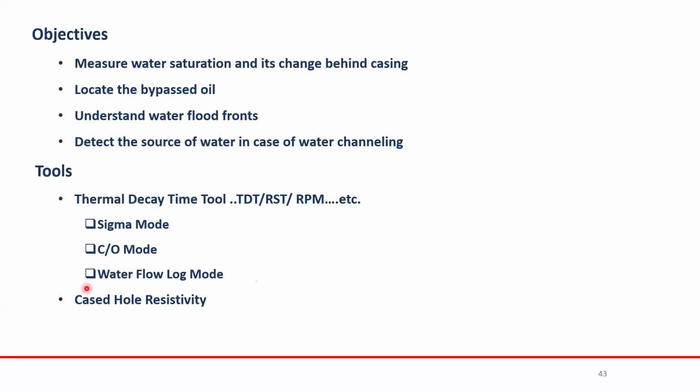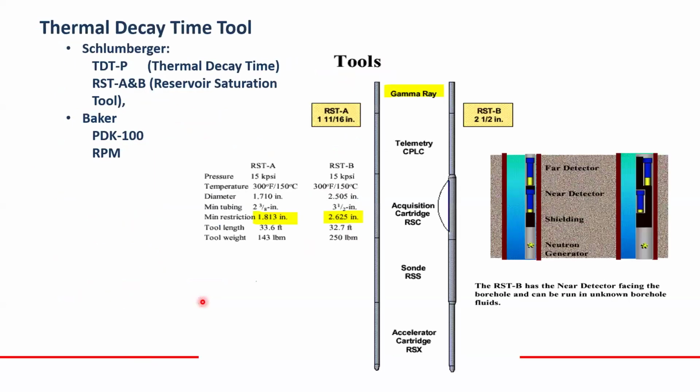There are three modes in this tool: sigma mode, carbon oxygen mode, and water flow log mode. Then I will talk about cased hole resistivity very briefly. The thermal decay time tool is called TDTP or RST by Schlumberger. Baker's is BDK 100 and RPM. The tool is simply a minitron, which is a neutron source, plus a near detector and a far detector.